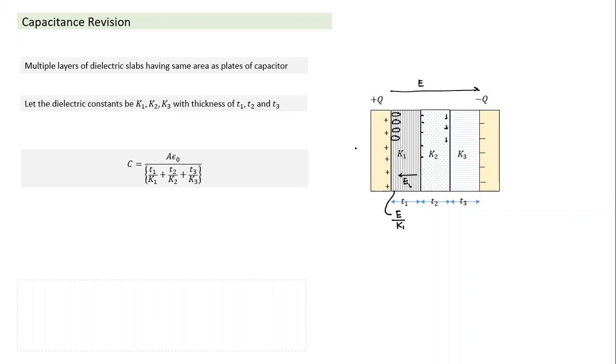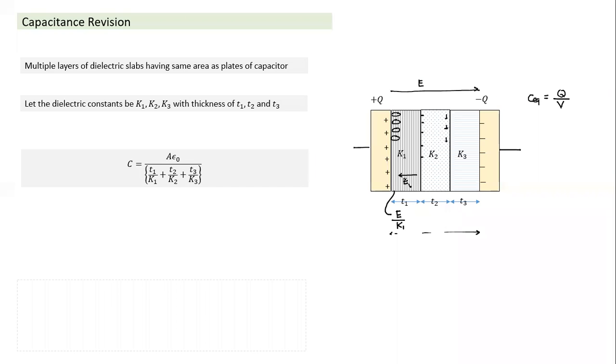To calculate capacitance between these two plates here, we give a charge plus Q here, minus Q here. And equivalent capacitance is equal to the ratio of charge given Q divided by potential difference between the two plates. So I need to calculate what is the potential difference between the two plates here. And why would there be potential difference? Potential difference will be because of the field here. So what is the field in the first part?